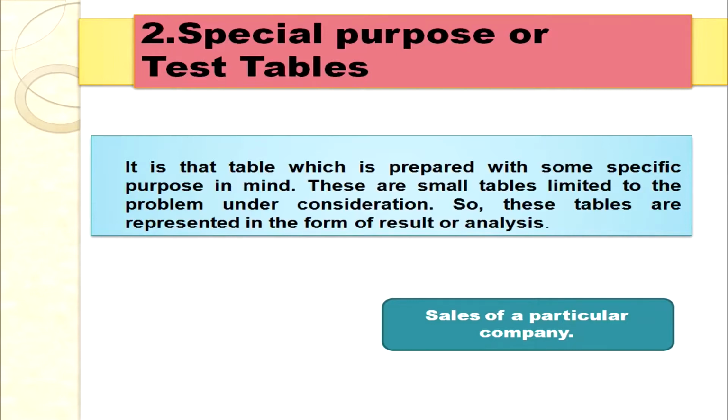Now, if you are going to make some small table and it is for your own purpose, it will be called as test tables, or we can say special table. Now, these are small tables limited to the problem under consideration. So, that is why they are also being called as or represented in the form of result or analysis. Suppose I want to know about sales of a particular company, then it is a small table. It will relate to 12 months from January to December, and here we are going to record the sales, that is all, a small table. So, we now know what is a general purpose table and a special purpose table.